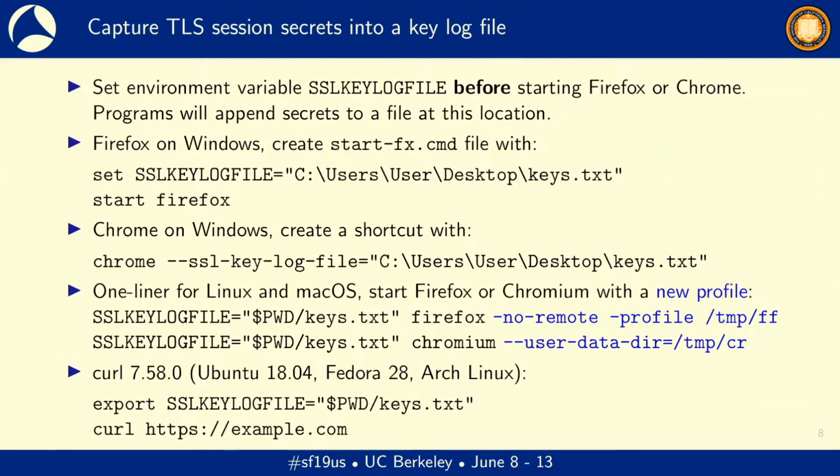This is a lot, but basically the idea is you set an environment variable called SSL keylog file, and you have to do this before starting Firefox or Chrome. The reason for that is that this environment variable is only interpreted during startup. If you already have Firefox or Chrome running and you try to start Firefox or Chrome with this environment variable, it will just see, oh, I already have an instance open, and do nothing. Then this variable won't be applied and the keylogging won't be enabled.